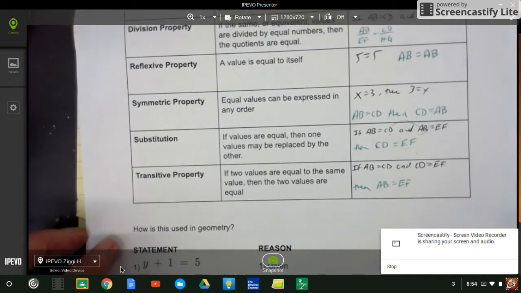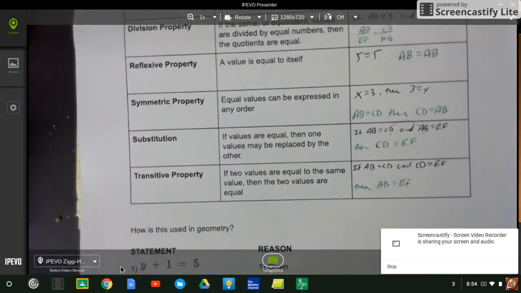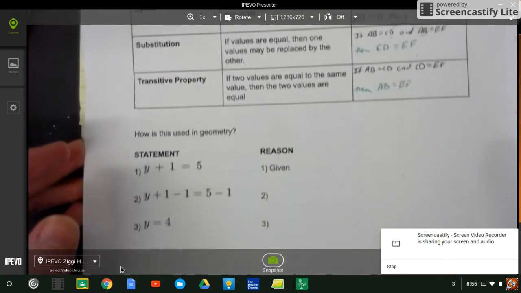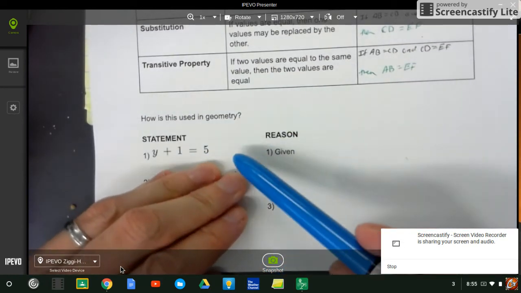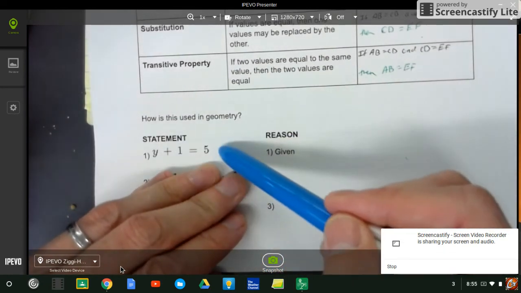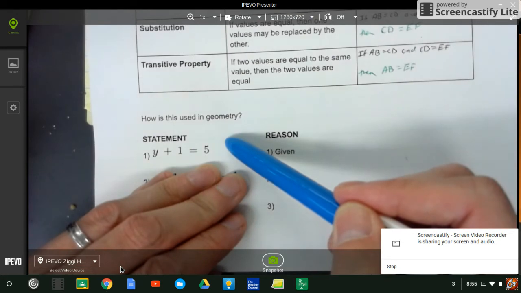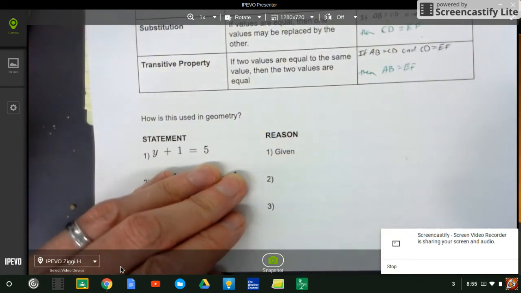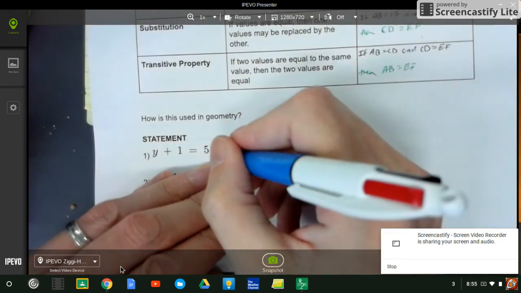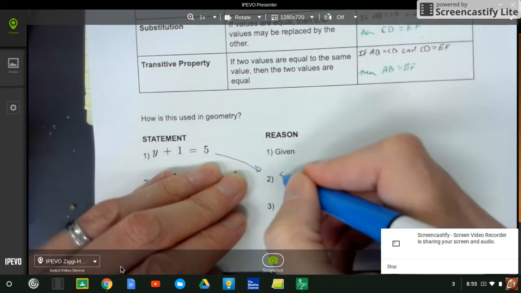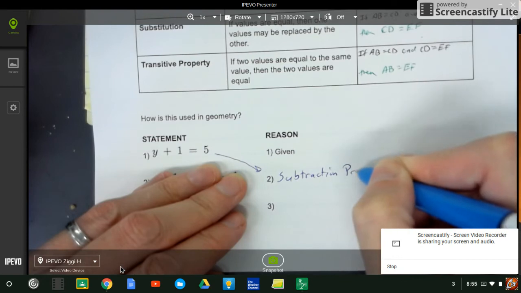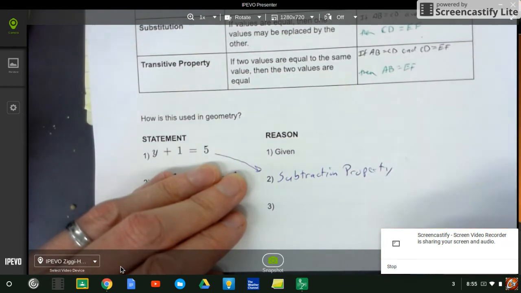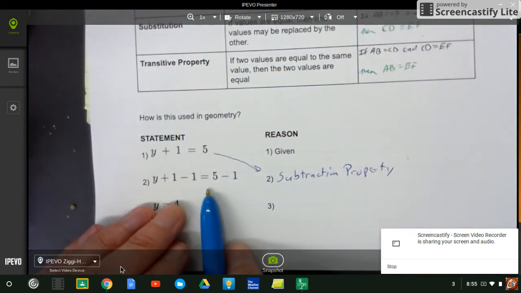Let's take a look at how this stuff gets used. Like I said, we're sticking with some basic algebra. So let's look at an algebra problem. I want to solve y plus 1 equals 5. Well, you know what to do here. I want to subtract 1 on both sides. So what I want to do tells me I want to do subtraction, which means subtract 1 on both sides.